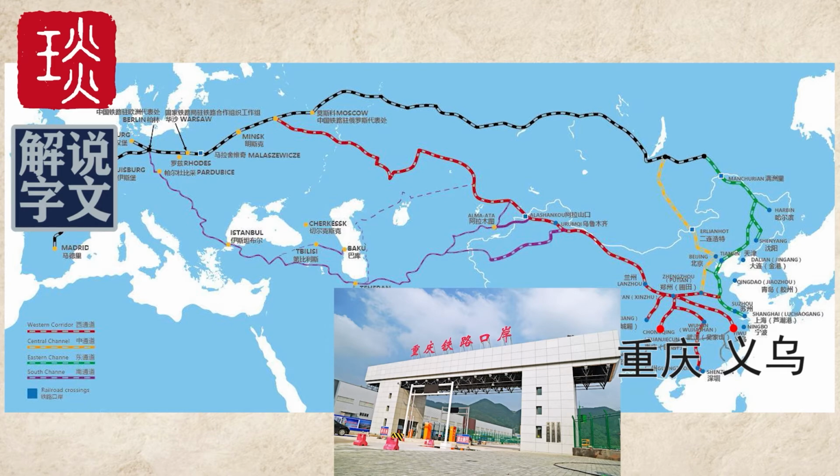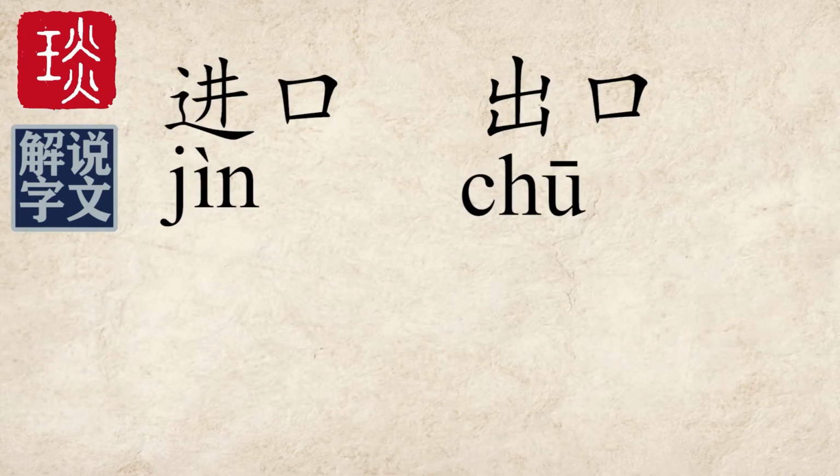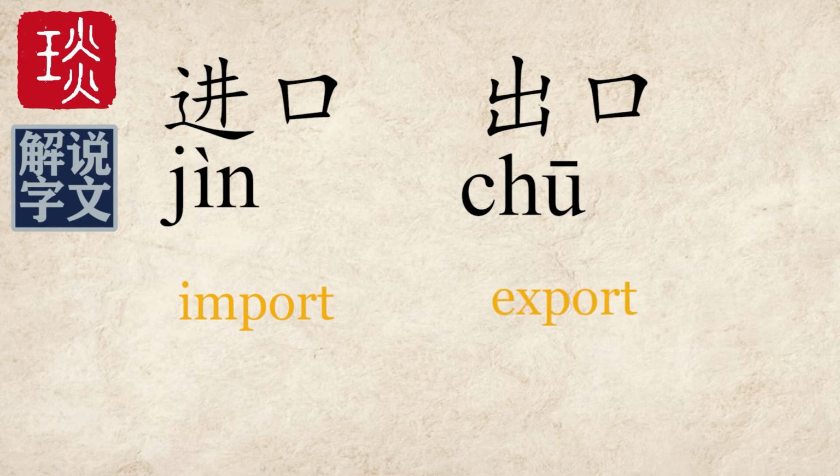In Mandarin, we have two important words in economics. 进口, 出口. 进, enter. 进口, goods entering a port. That's import. 出, exit. 出口, export.